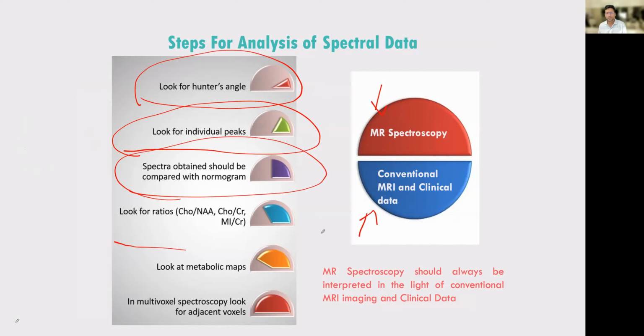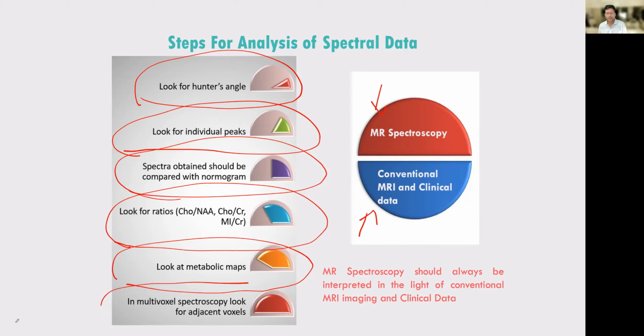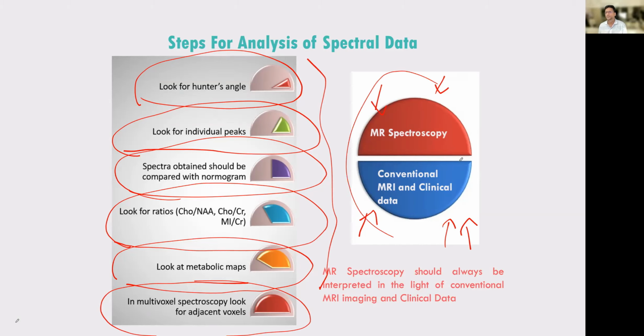Then comes comparing the ratios. This becomes the 4th slice. Look at the metabolic map. This becomes the 5th slice. And you have to look at the other voxels also. This completes these 6 slices, which complete half of our pizza. Then you have to look at the conventional MR data and also clinical data to complete the pizza.